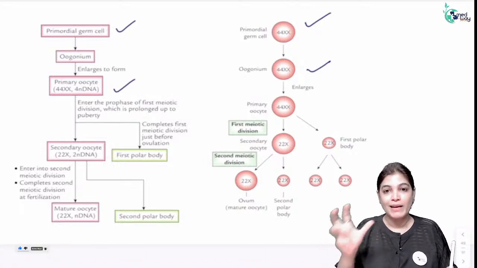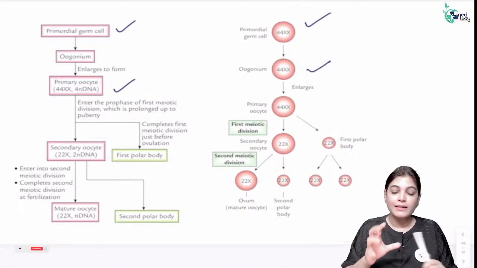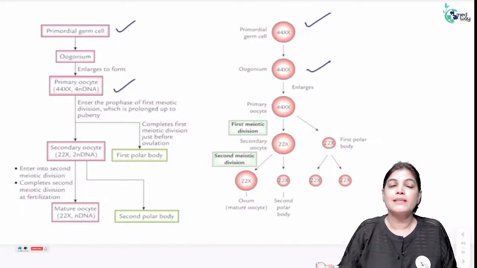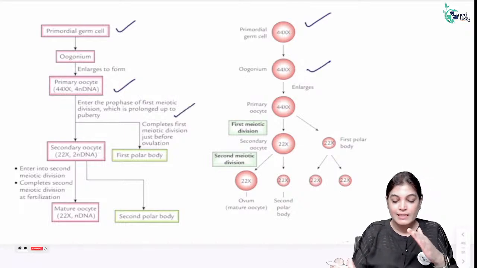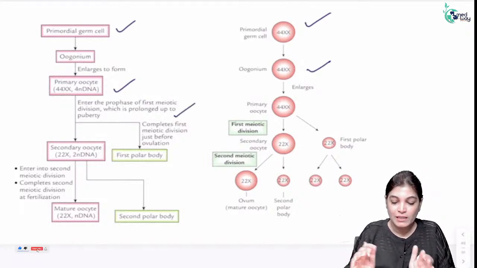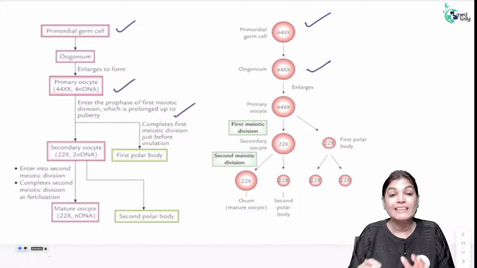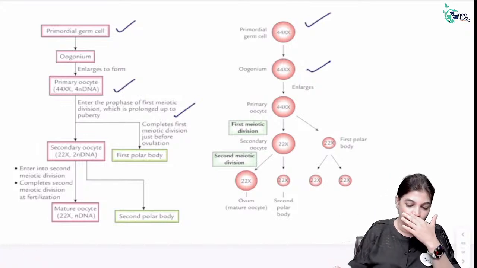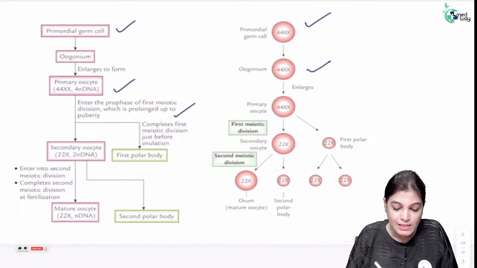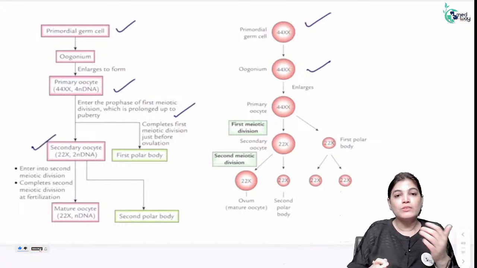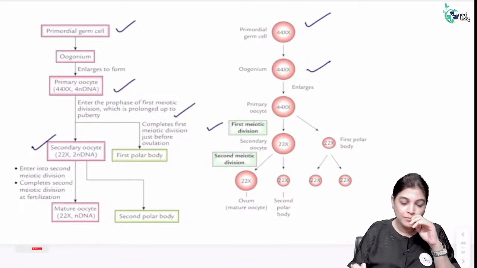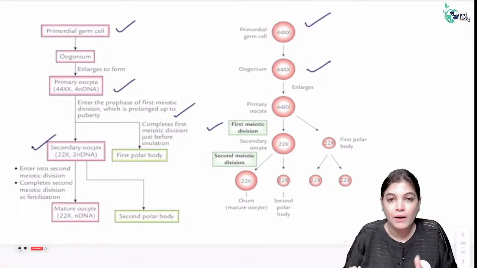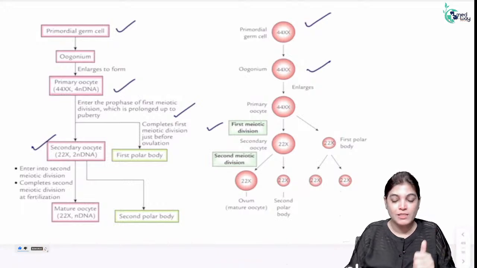Oogenesis starts before birth and the process goes on, but there are oocyte maturation inhibitor factors, and till puberty, exactly before ovulation, the prophase of first meiosis is arrested. So it enters the prophase of the first meiotic division, but the first meiotic division is completed just before ovulation or with ovulation. Then we have the secondary oocyte formed, and primary to secondary oocyte occurs by the first meiotic division, which is a reductional division, and the number of chromosomes goes from diploid to haploid.